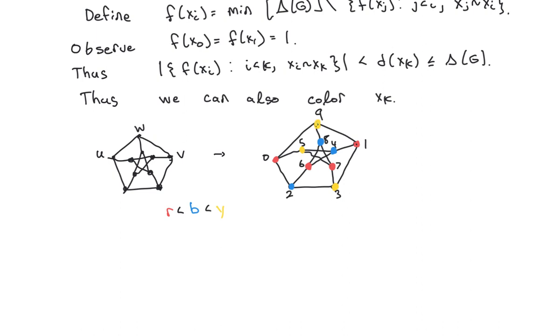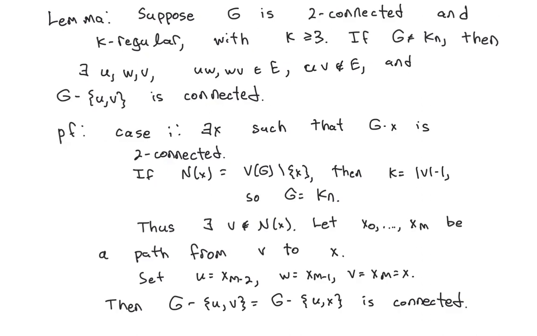However, we still have to prove this Lovász lemma, which here's the precise statement. Suppose that G is 2-connected and k-regular, so every vertex has the same degree, and k is at least 3. If G is not the complete graph, then we have to find 3 vertices that are pairwise adjacent, but the 2 extreme ends are not. And when we delete the 2 endpoints, u and v, the result is connected.